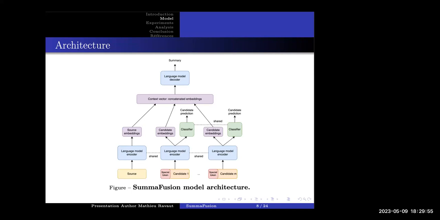That's the fusion in decoding idea. And then we pass this to the decoder to predict the final summary. So that's the SummaFusion model architecture. It's more like an enhanced encoder-decoder approach with multiple encodings.